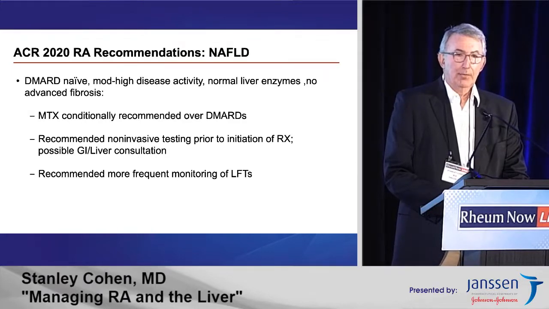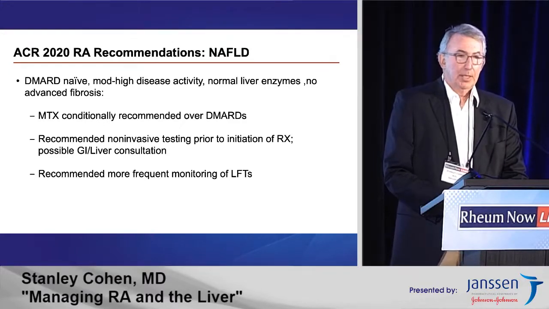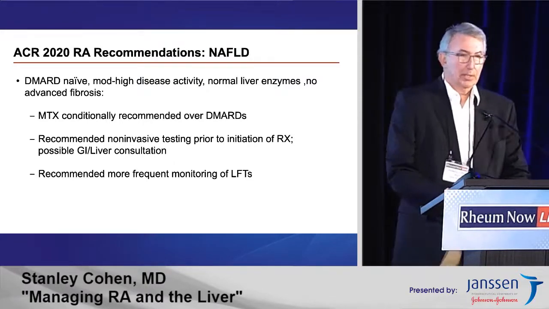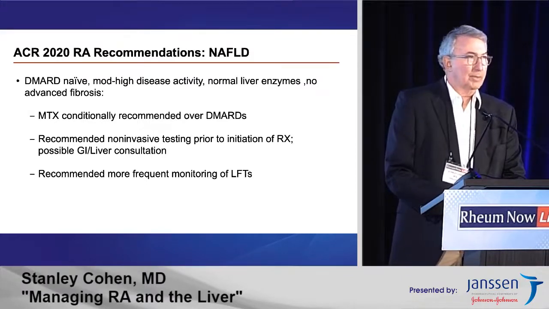But for non-alcoholic fatty liver disease, and these are DMARD-naive patients with moderate to high disease activity, normal liver enzymes, and no advanced fibrosis, they recommended the use of methotrexate, conditionally recommended, which means a low level of evidence or patient preference may recommend otherwise, but conditionally recommended methotrexate over other DMARDs. They did recommend non-invasive testing prior to initiation of the therapy, possible GI liver consultation in some of these patients, and recommended more frequent monitoring of LFTs.